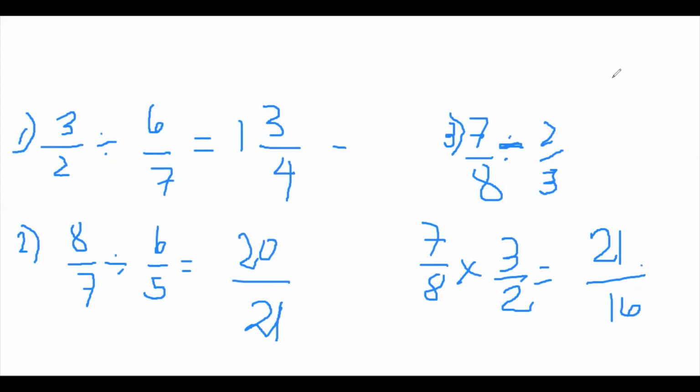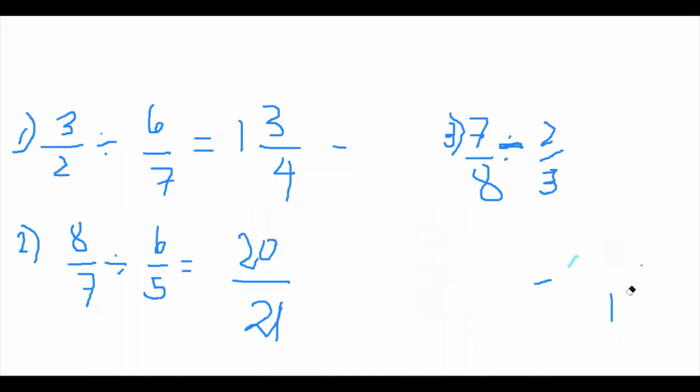So we have 21 over 16. We need to erase this first. 21 over 16. Just divide 16 here. We have 1 here as a whole number. 21 minus 16, we have 5. Okay. We have 5 over 16.